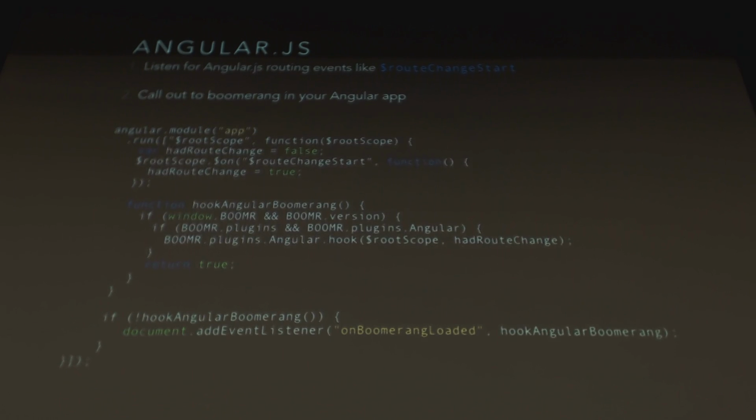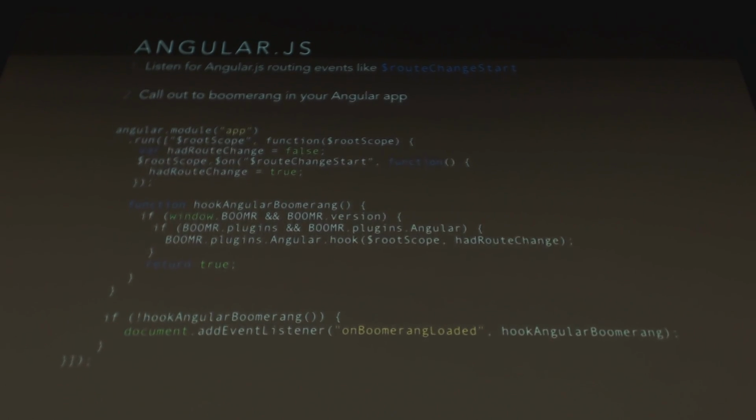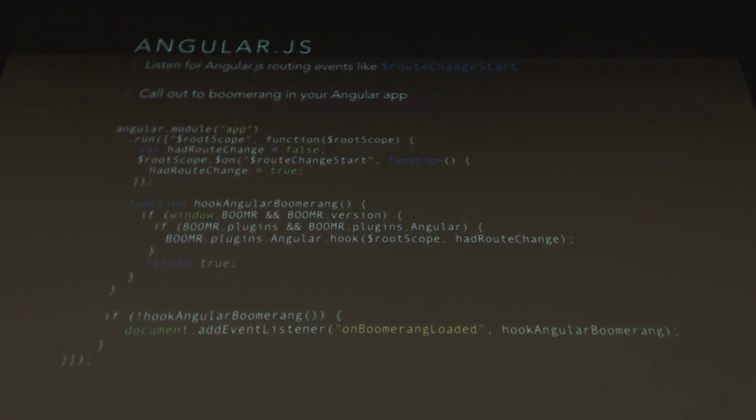So what we do is we stop listening for any of the regular XHRs. Instead, we look for AngularJS routing events. When these things happen, that's when we start the mutation observer, and that's when we start looking at any downloads that might happen. So you need to put this kind of code in your AngularJS app, which registers Boomerang with your AngularJS app and says, all right, I need to call out to this hook Angular Boomerang method. There are 2 possibilities when you're loading Boomerang. Boomerang loads asynchronously in a non-blocking fashion.